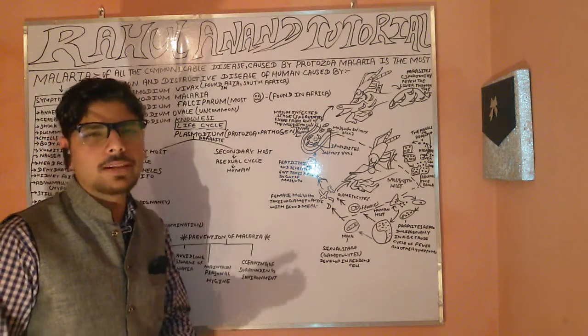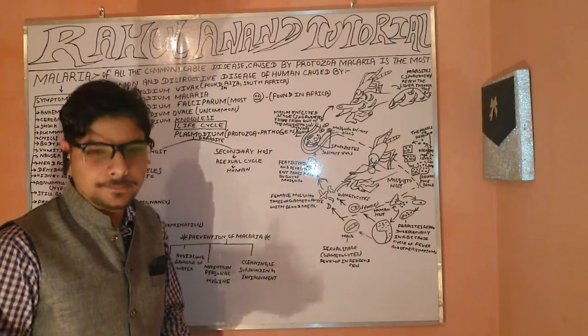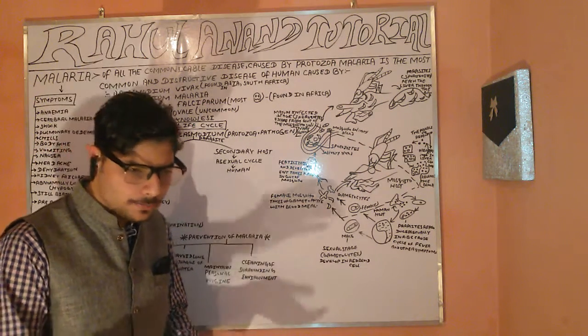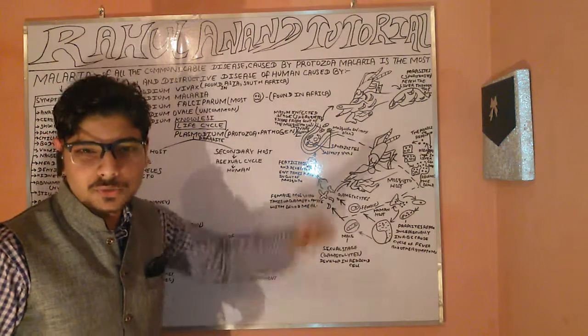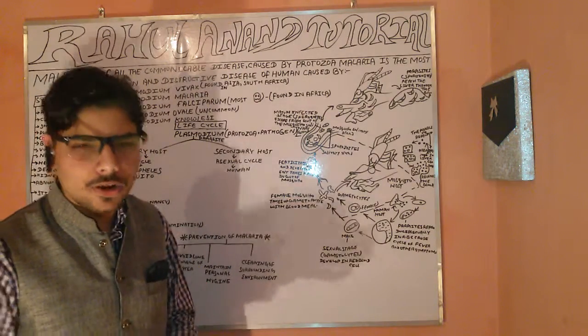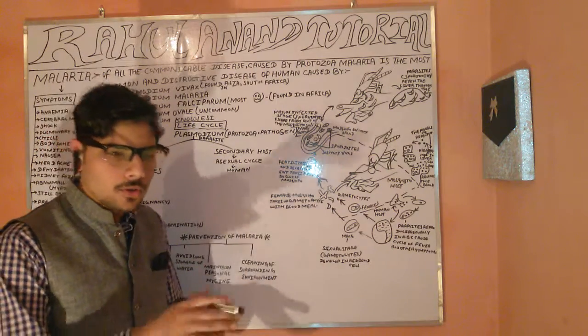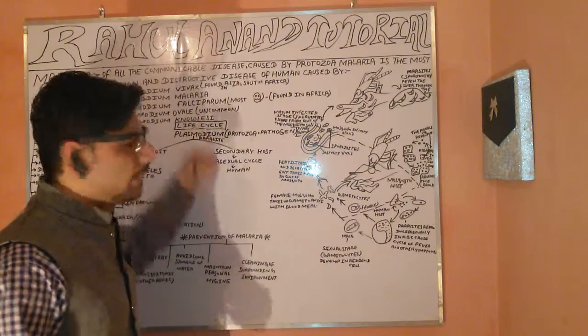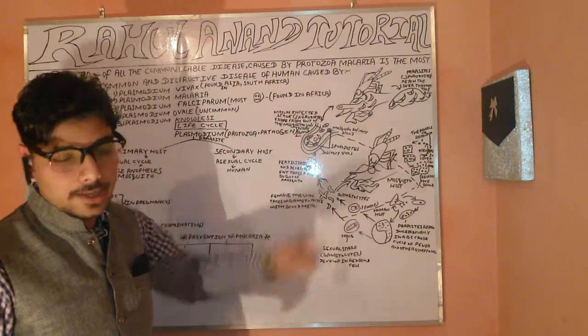In this case we are having the protozoa, which is actually the parasite. So what does protozoa mean? Very important: proto means the first, and zoa means the animal. So proto plus zoa means the first animal. This comes under the protozoa. These are the cases of malaria.